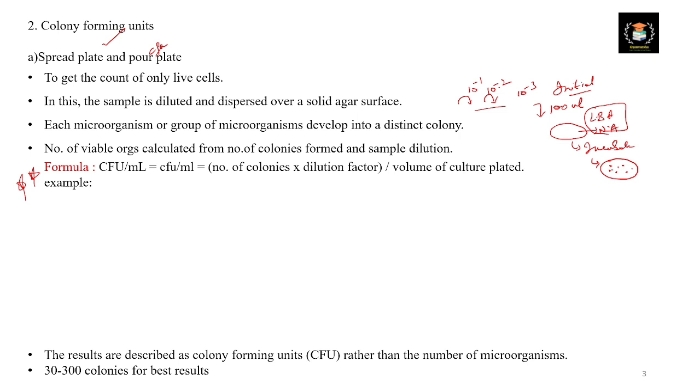Each colony is said to be formed from a single organism. So you count the colonies, which is an indirect measure of the number of organisms in your sample. The formula here is the number of colonies which you see on your plate times the dilution factor. The dilution factor is written as 10 power 3. This is not given as minus 3, it is given as 10 power 3, and then divided by the volume of the culture plated. Let's see an example.